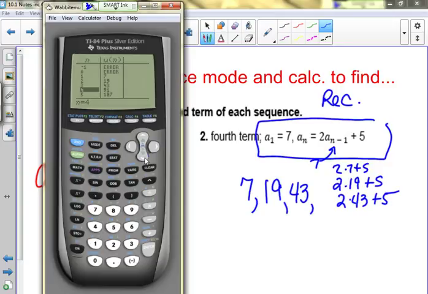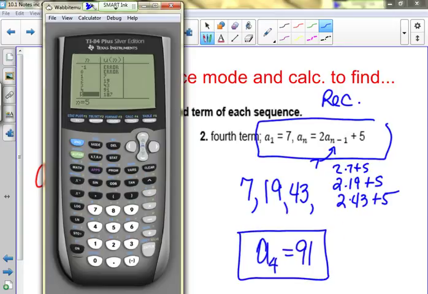What was the fourth term then? Fourth term was 91. Okay, maybe could have found it faster by hand, I don't know. But if I ask you for the 32nd term, I don't think you want to use this formula very long.